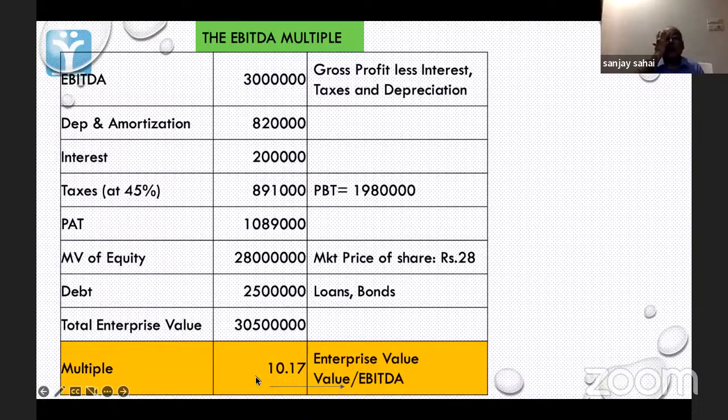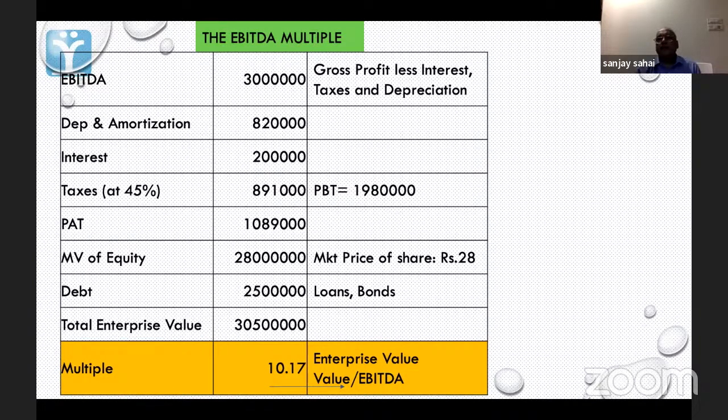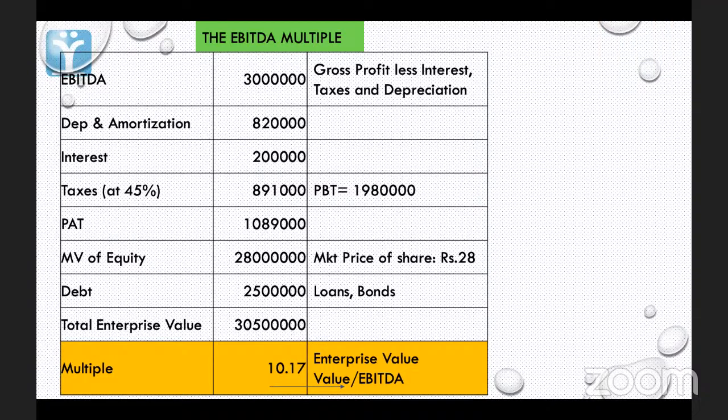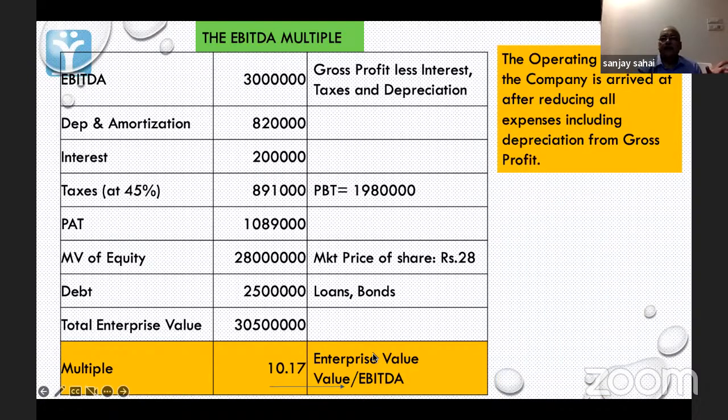Are you following this, all of you? Yes, sir. Okay. Hardik, समझ में आ रहा है ये? Yes, sir. Anjali? Yes, sir. So I have got one multiple. I have found out that the relationship between enterprise value and the operating profit of the company is coming to 10.17. One multiple is there.